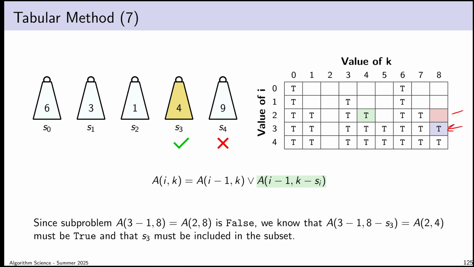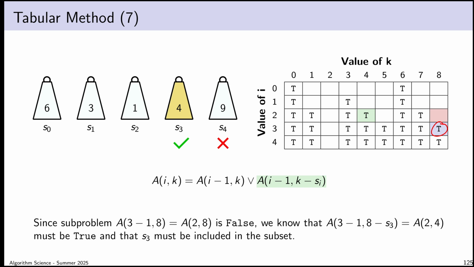I notice that A28 is false. What that's telling me is, that's saying there is no way of making a subset adding to 8 using only S0, S1, and S2. In a sense, it's telling me that S3 is indispensable. I need to include S3 in my subset or else I will not get a sum of 8. Okay, so I add S3 to my subset.